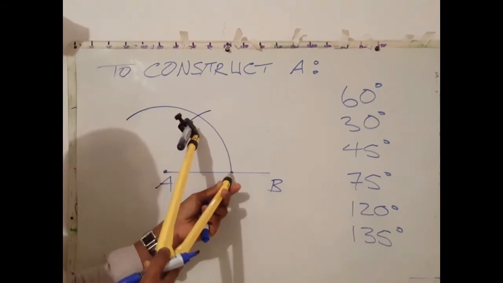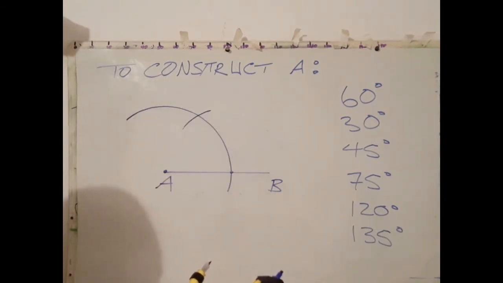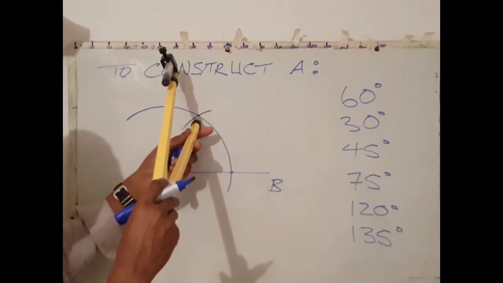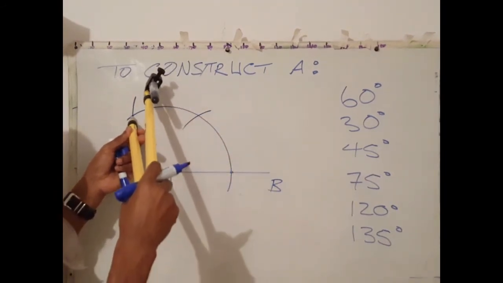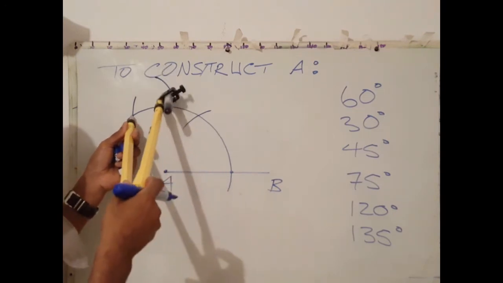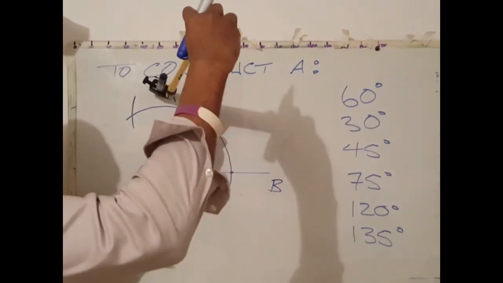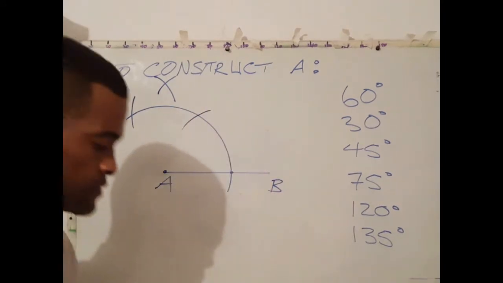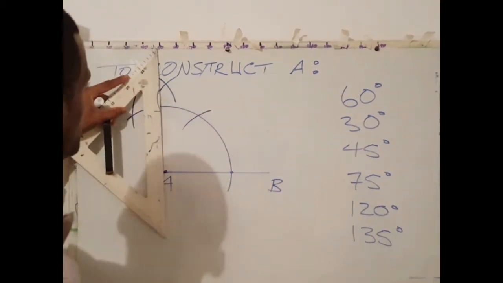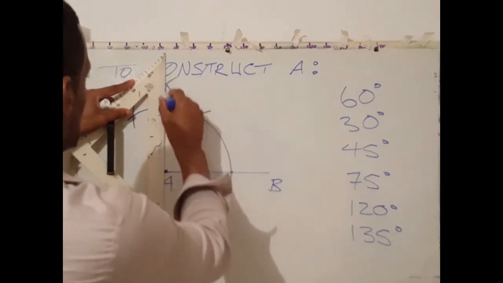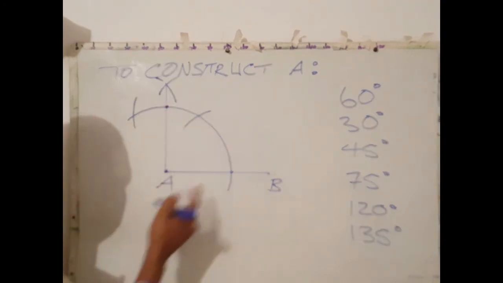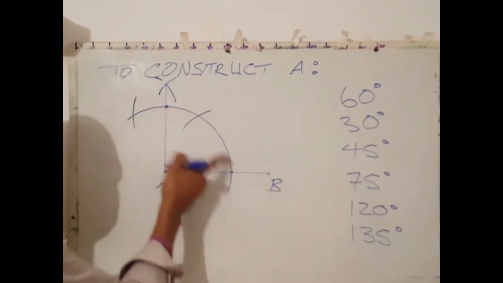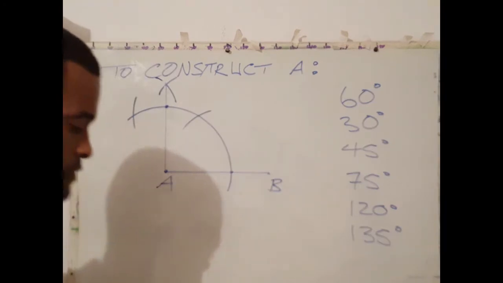I'm going to construct a 90 degree first, then bisect the 90 degree to get my 45. So my first arc, second arc. I'm going to bisect between the 60 and the 120 to get my 90. Now that I've created my 90-degree angle, I will be bisecting these 2 points to get my 45-degree angle.